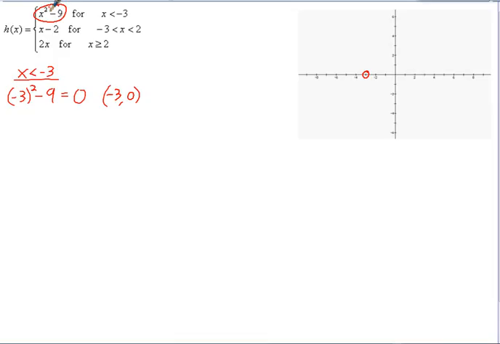So let's substitute in something. Notice we have to plug in numbers less than -3. So how about -4? That gives you 16 minus 9 is 7. So -4, 7 will be the next point. A little bit off our graph. And it's not a breakpoint, so you don't have to worry about it being an open circle.